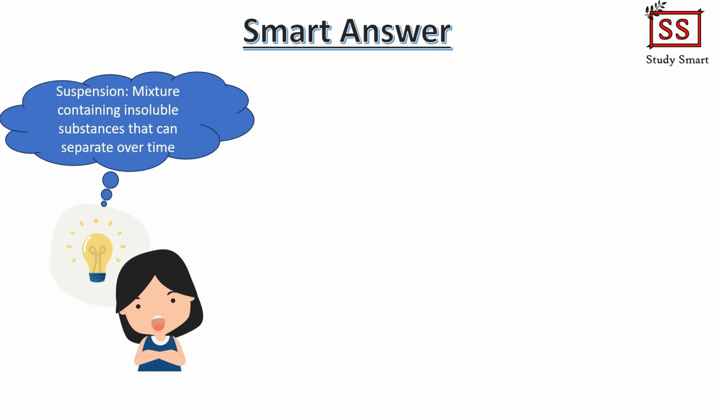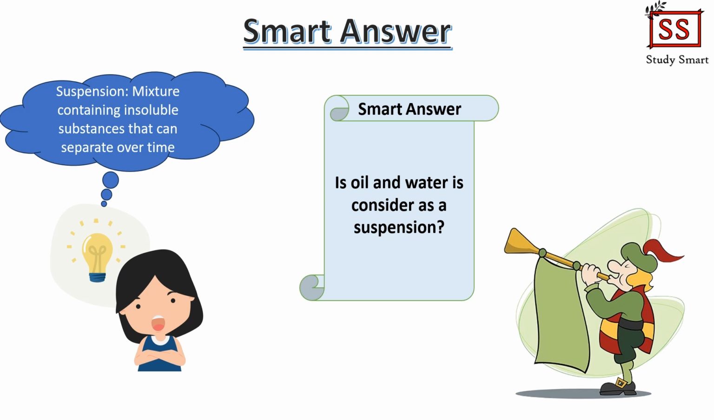Alright students, we're done with the topic today. So now coming back to our smart question just now. My question to you was, is oil and water is considered as a suspension? Well, the answer is no, they are not considered as a suspension. They are considered as an emulsion. They are not considered as a suspension because if you see the definition of suspension, it is a mixture that contains insoluble substance that can separate over time. It is a mixture, that's the keyword. Oil and water is never a mixture. They cannot mix with each other. So, the answer for this smart question is no, oil and water is not considered as a suspension.